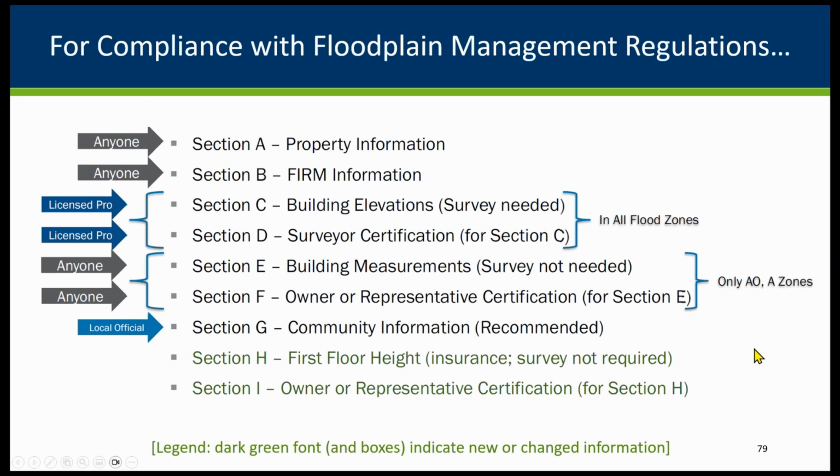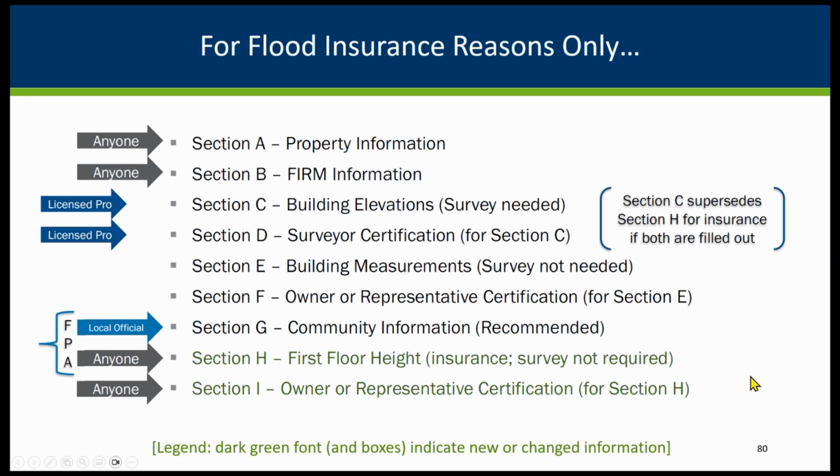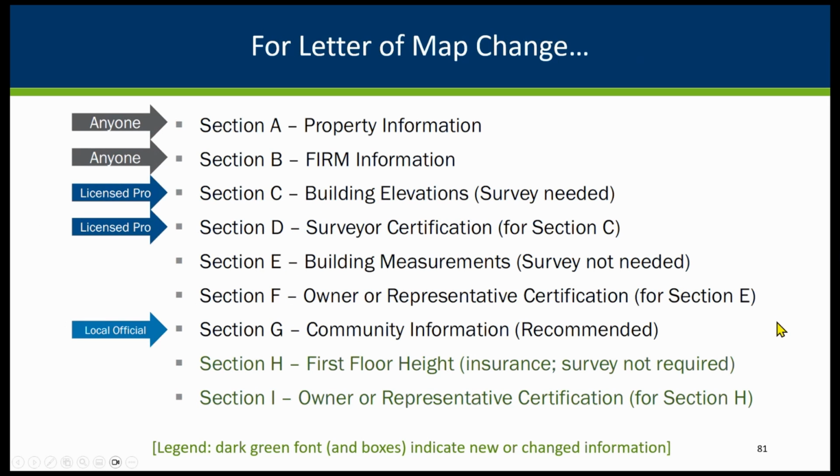And this kind of goes through and says, well, for floodplain management, these are what you should have. You need to know what those elevations were to document they built properly. For insurance purposes, they can look at either section C and D or H and I to get those critical elevations they need. And for letter of map changes, they are going to be looking at C and D. They're not going to be looking at what someone measured with their tape measure out there for a letter of map change.